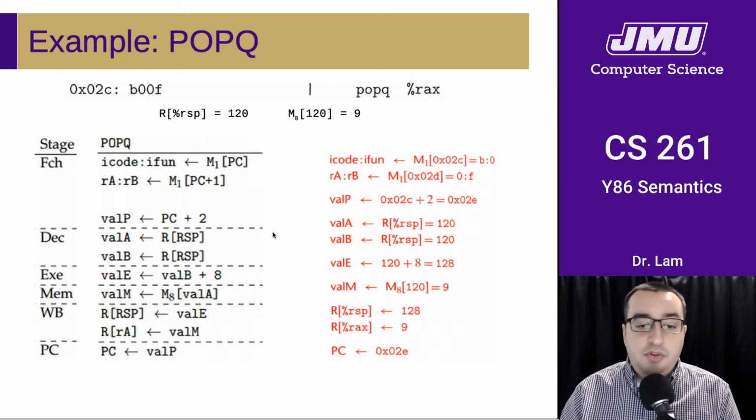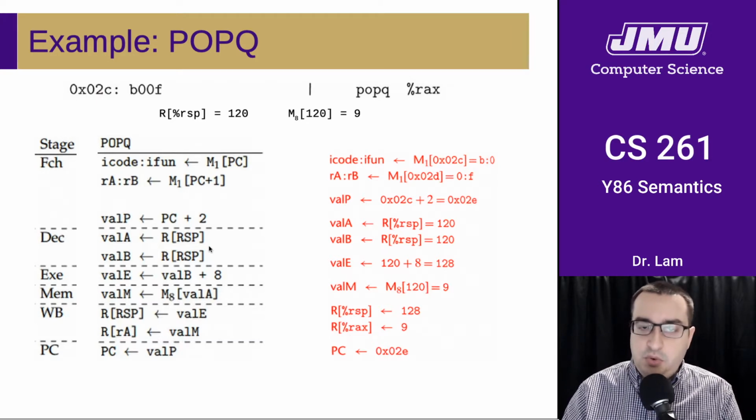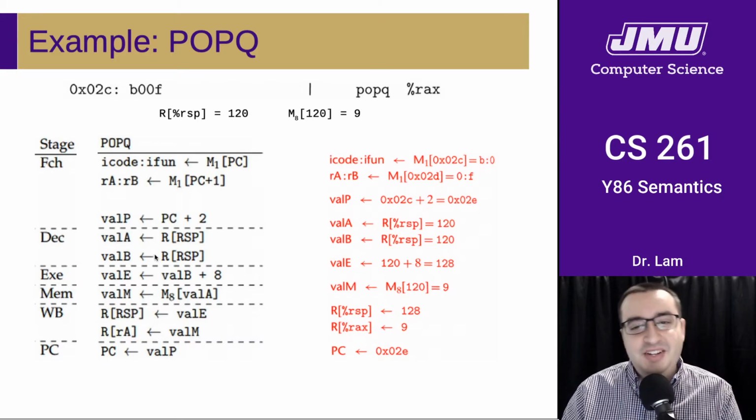All right, so then we move to the decode phase where we are reading a register. And you'll notice that we read the value of RSP twice, and we're saving it into 2 different places. So we've got it coming out as val A and val B. You may be wondering why we need to read it twice, why we need to have 2 copies of it. But hopefully that makes a little more sense as we go along.